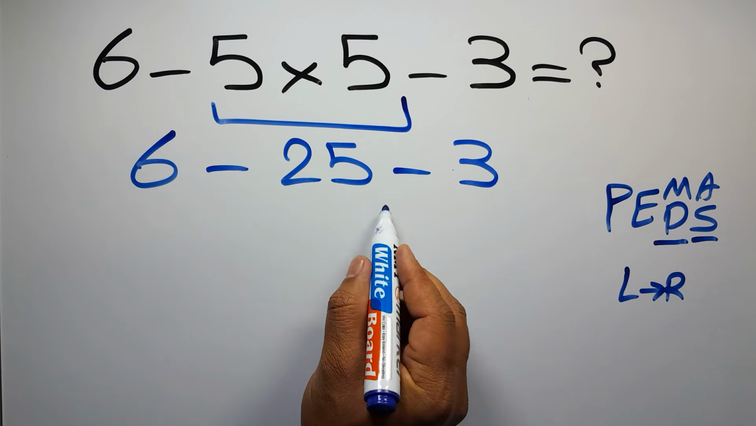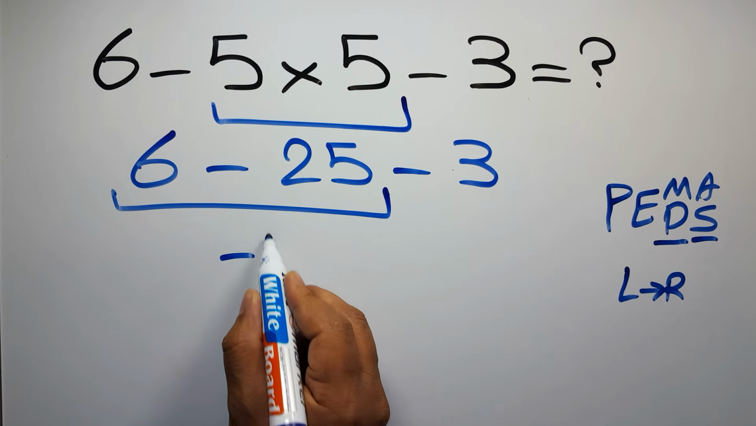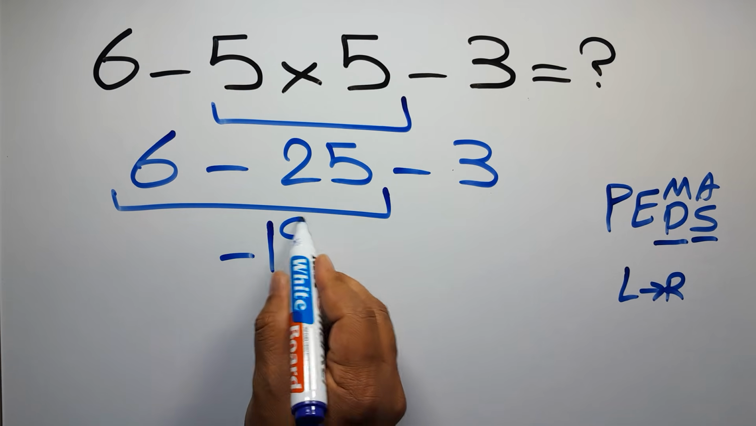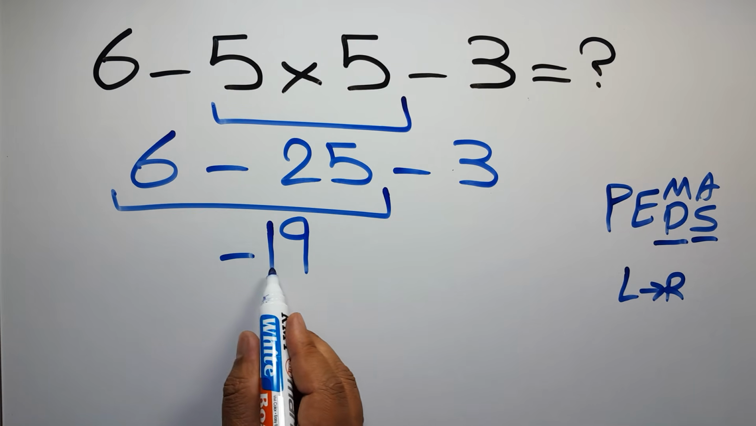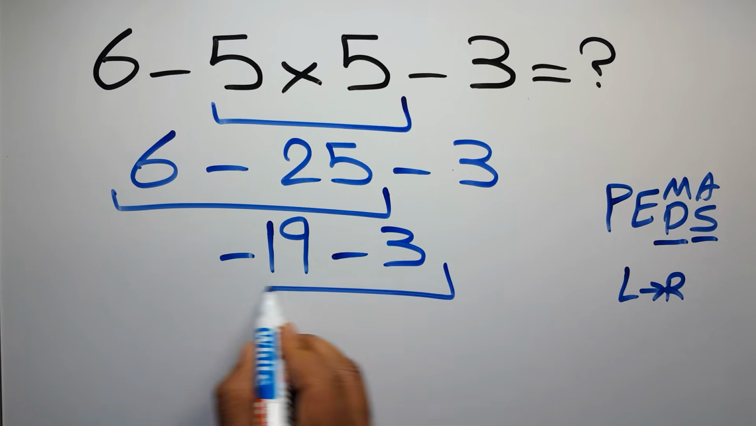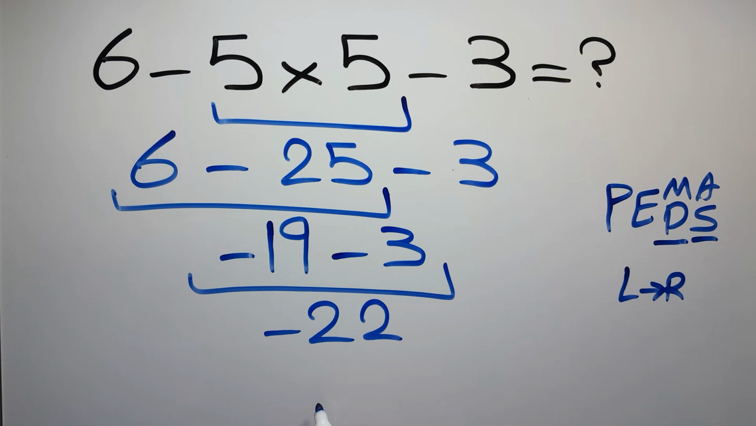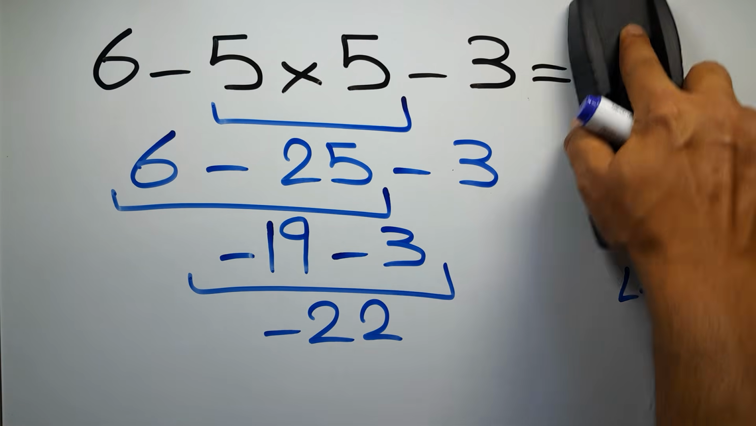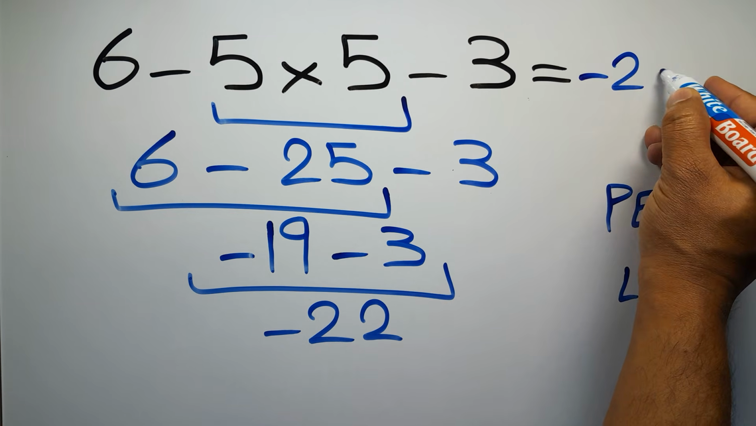6 minus 25 equals negative 19. So negative 19 minus 3 equals negative 22. And this is our final answer to this problem. The correct answer is negative 22.